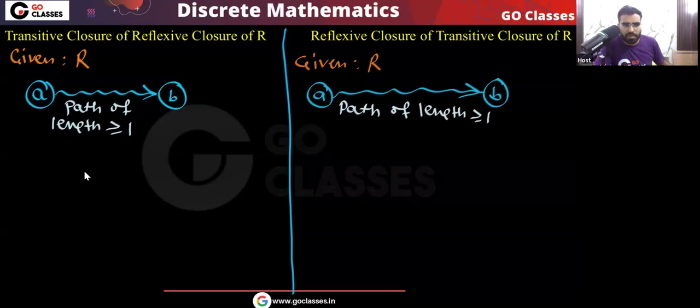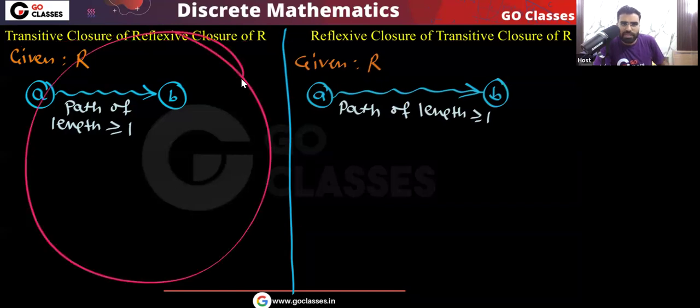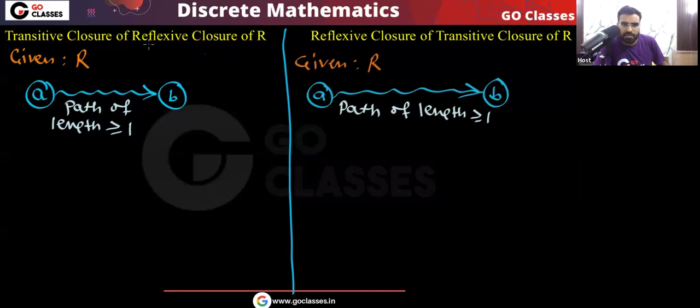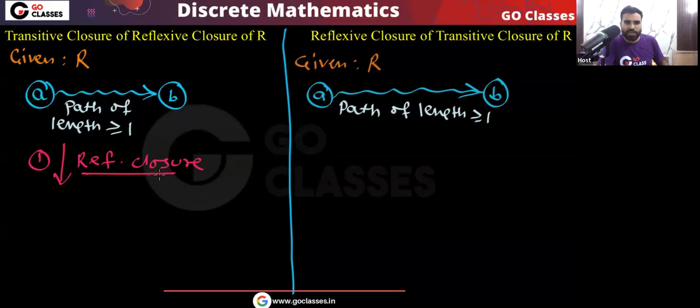Now you can see, on the left side, what are we finding? For relation R, first you find the reflexive closure. So what will you do first? First we will find the reflexive closure. So tell me, how do we find the reflexive closure? If the graph representation of relation R is given to us, then how to find the reflexive closure of R? Very simple. We will add all the self loops. Okay, that's it. Very easy.